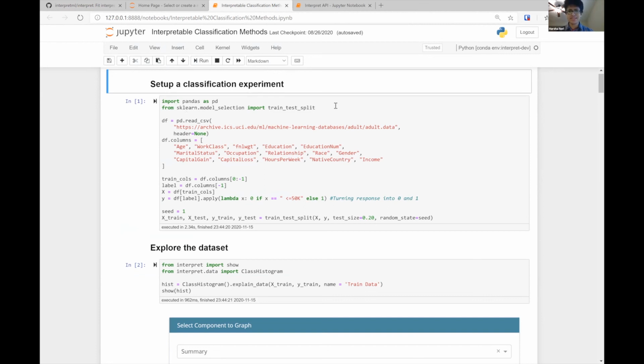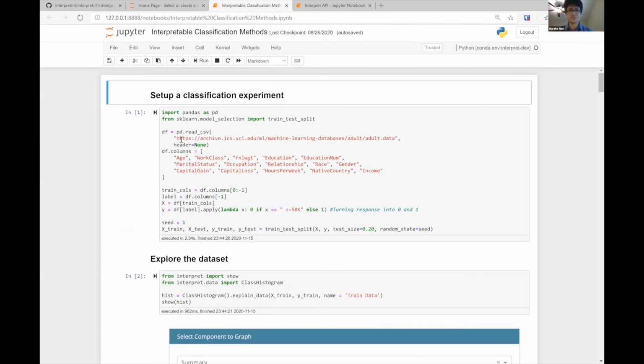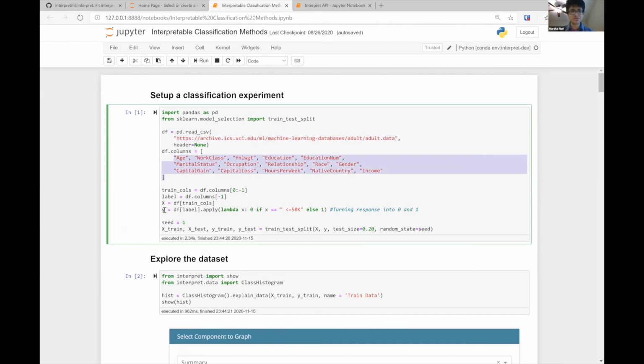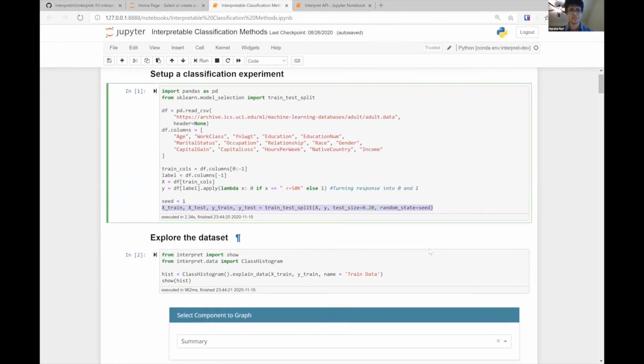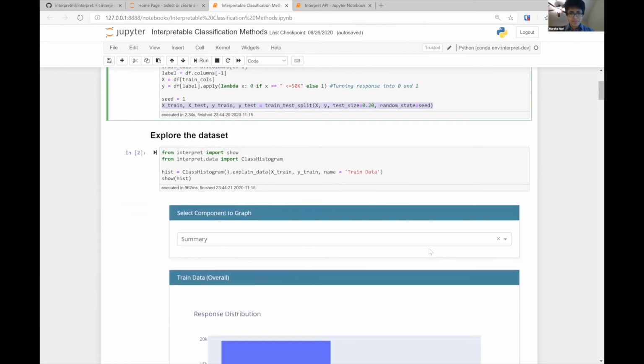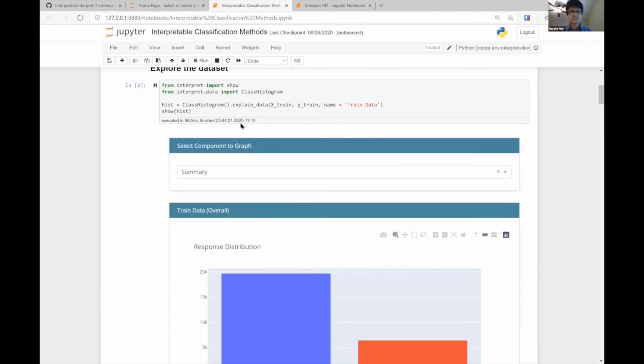So at the beginning here, I'm just setting up a very simple machine learning experiment. I'm downloading the adult income classification data set from the UCI repo, making sure the column names are right, and creating a training set and a testing set, just so we have a way to test our model's validation. And then the main paradigm inside of Interpret is the idea of explainers and explanations and how you get visualizations from those.